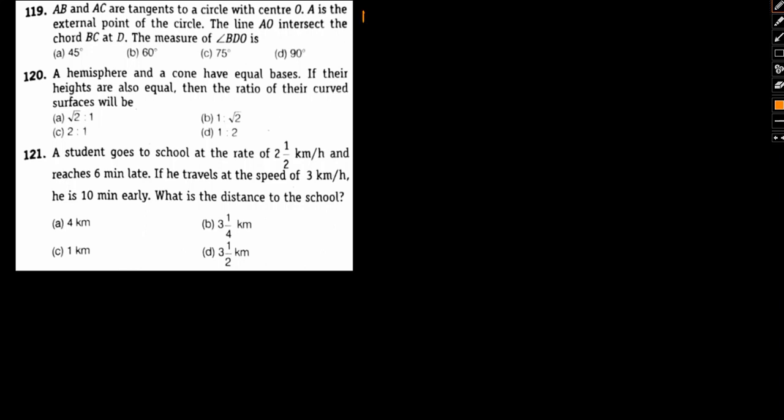Start off with 119. AB and AC are tangent to the circle with center O. A is the external point of the circle. Line AO intersects chord BC at D. Find the measure of angle BDO.